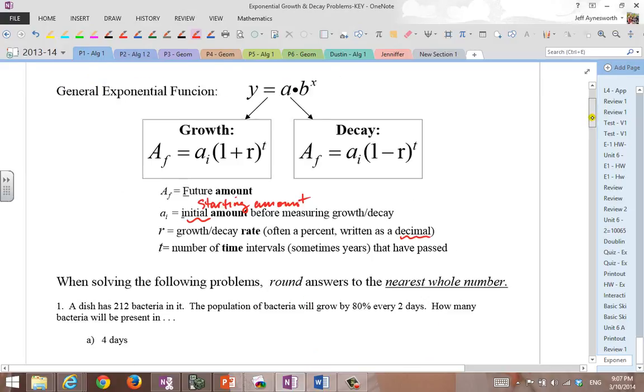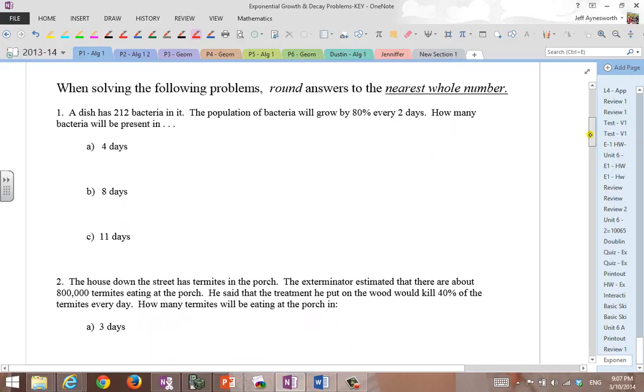All right, and then we're going to take a look at a lot of different situations here so you get some experience. All right, so let's take a look at the first situation here. A dish has 212 bacteria in it. Okay, this could be a petri dish like you see in science classes. The population of bacteria will grow. Okay, this is a growth situation. All right, grow plus 80% every 2 days.